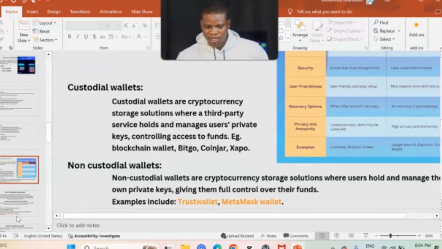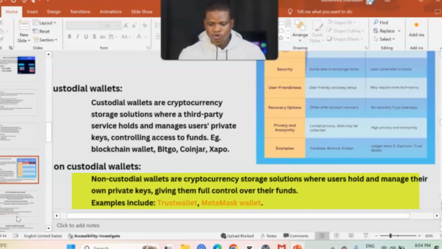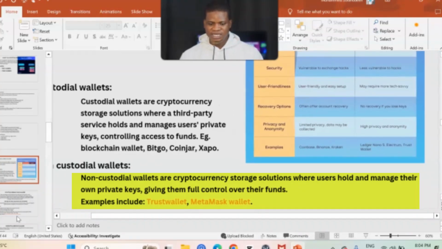But non-custodial wallets are storage solutions where users hold and manage their own private keys, giving them full control of their funds. These wallets are usually safer. So I usually advise people to use non-custodial wallets because they are not easily hacked. And they give you a phrase, which is like your private key, that you have to write somewhere.